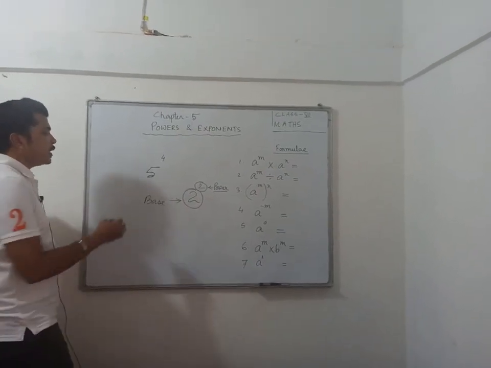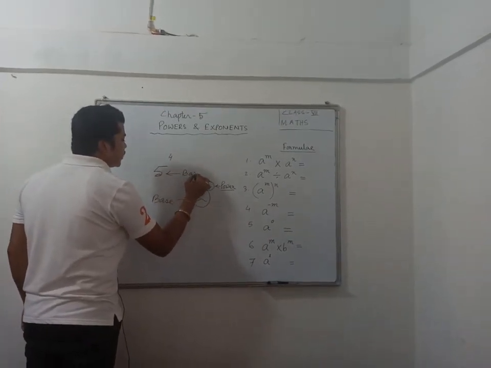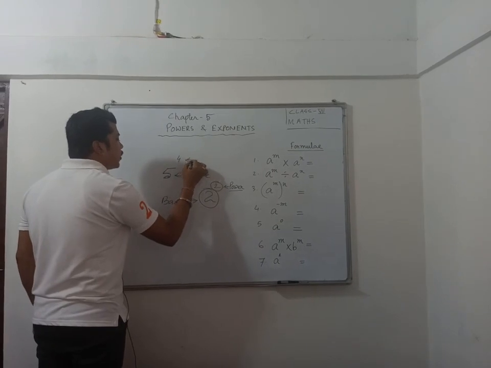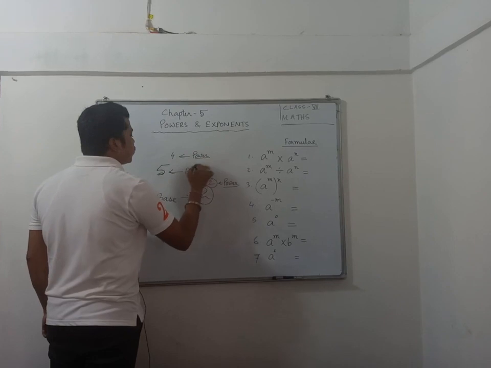So I hope it is clear. Here 5 to the power 4 means 5 is the base. The base is 5, and what is the power or exponent here? 4. This 4 is power or exponent.